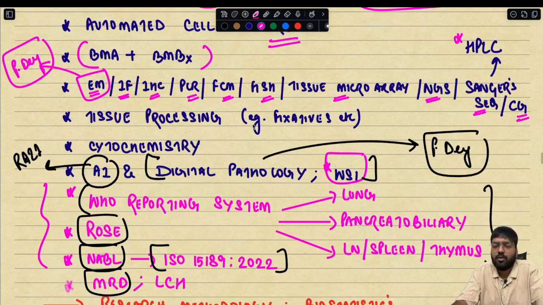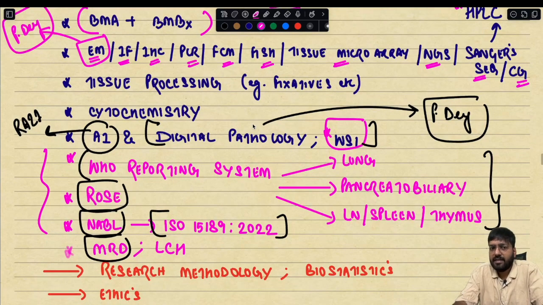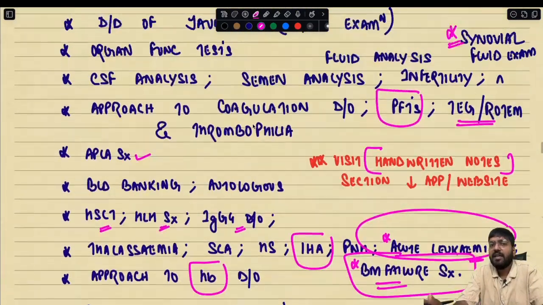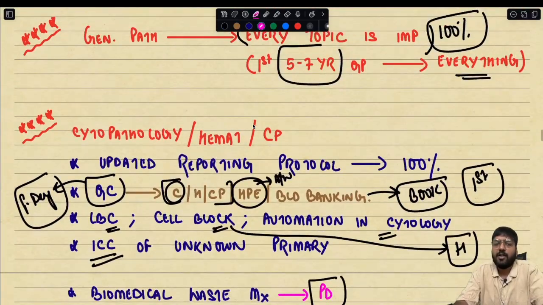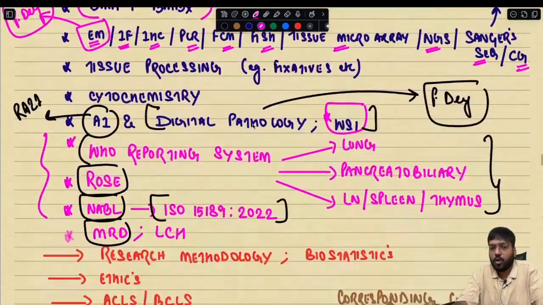Then you are having the cytochemistry part as well. Then all these new things we have already discussed, that these are the additions for this year, and you know these are some of the important things which are important for this year's exam. Okay, so these are the list of the important cytopathology, hemat, clinical pathology topics are there.